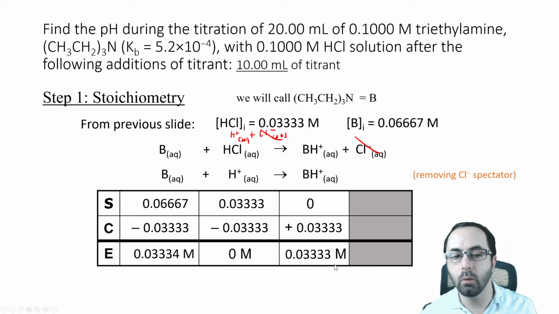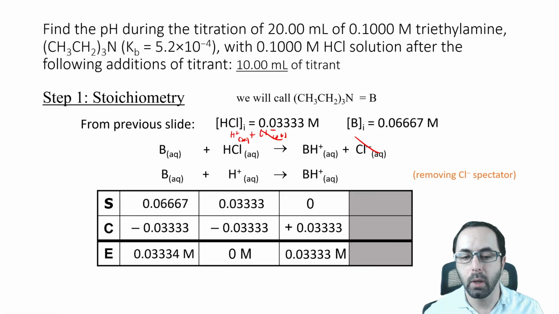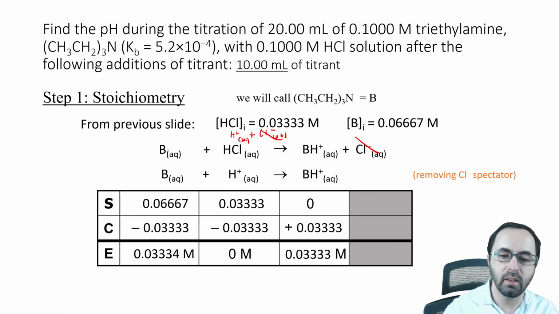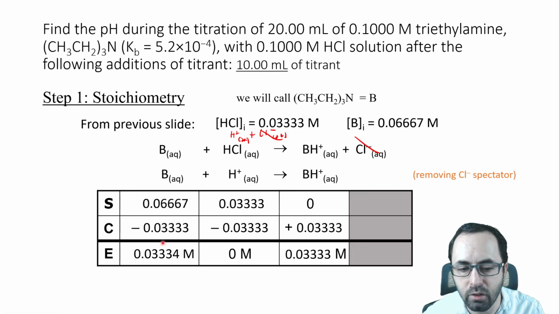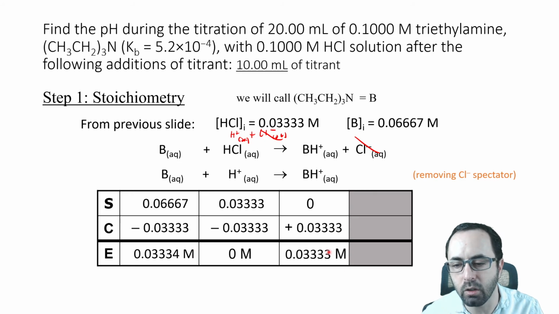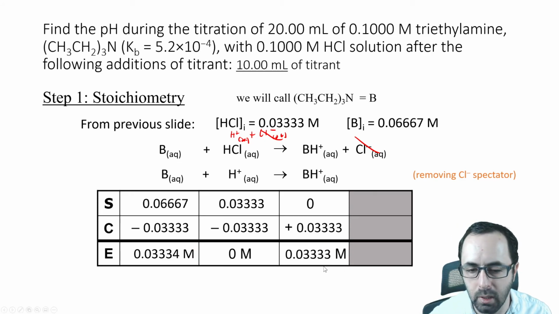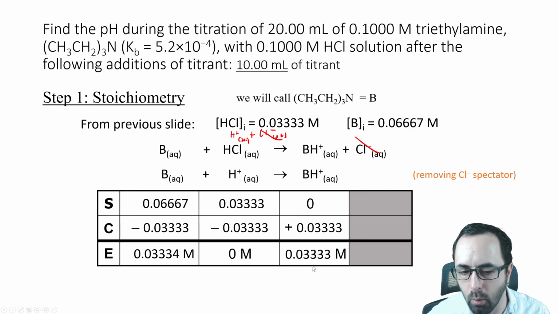So now we are done with our stoichiometry step. We can move on to our step 2 equilibrium. Notice that we have significant concentrations of our weak base and its conjugate acid. This is going to be a buffer. And so we will be able to use the Henderson-Hasselbalch equation for this to solve for the pH in this case.